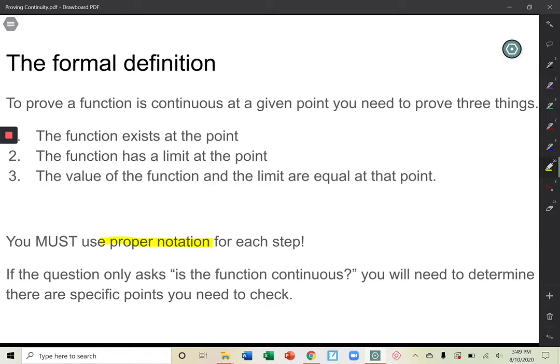If in the question you are asked, is the function continuous, then you need to determine if there's points that you need to check at. And if not, you can say it's a polynomial function or whatever, but you may have to determine for yourself at what points you need to check for continuity. So let's take a look at an example for this.